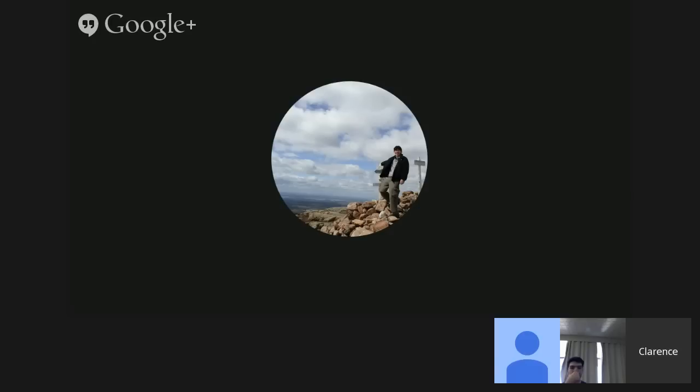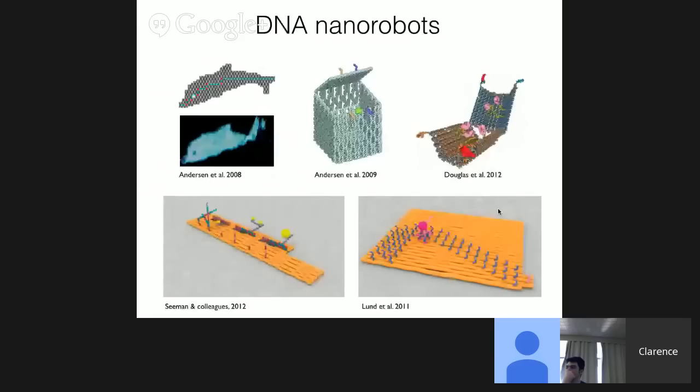An example is an assembly line where we can walk along the DNA structure and pick up cargo. And in another case, we have a path for something called a molecular spider that can then walk along the path and perform different tasks.